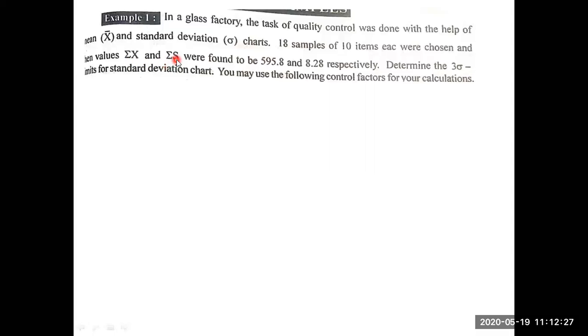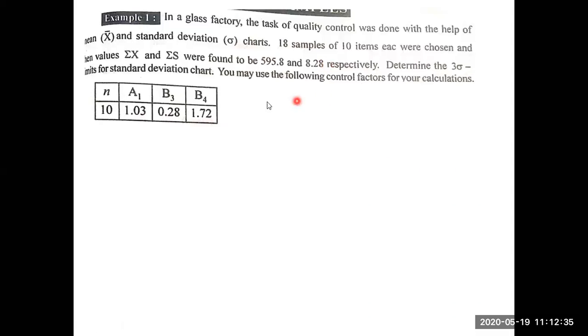Sigma x and sigma s values are given. Sigma x is 595.8 and sigma s is 8.28. We have to find the 3 sigma limits. The table values are already given: the A1 value, the B3 value and the B4 value for n equal to 10, where n is the number of items in each sample. There is no need to go through the table, as the table values are given here.